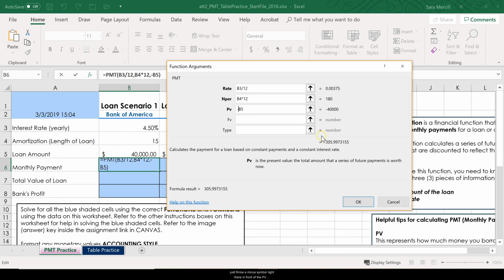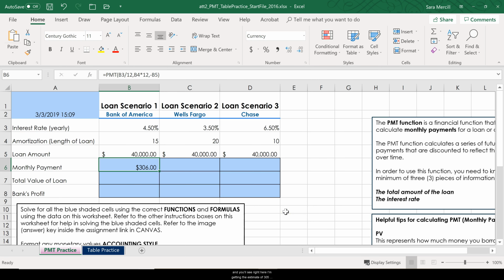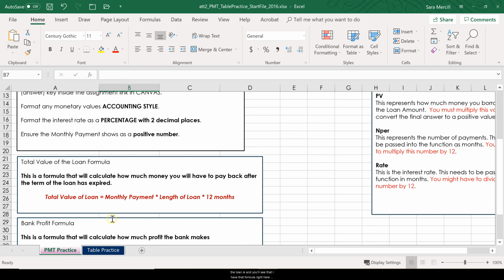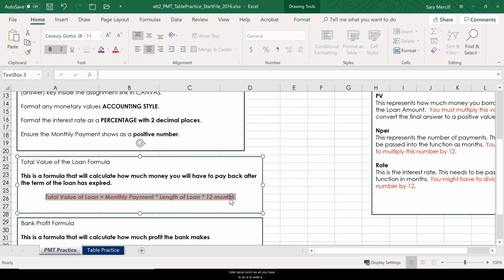And you'll see right here, I'm getting the estimate of $305. When I click OK, I get the $306. So I'm going to write a check for $306 every month for 12 months for 15 years. That is what the total value of the loan is. And you'll see that I have that formula right here, total value of the loan.